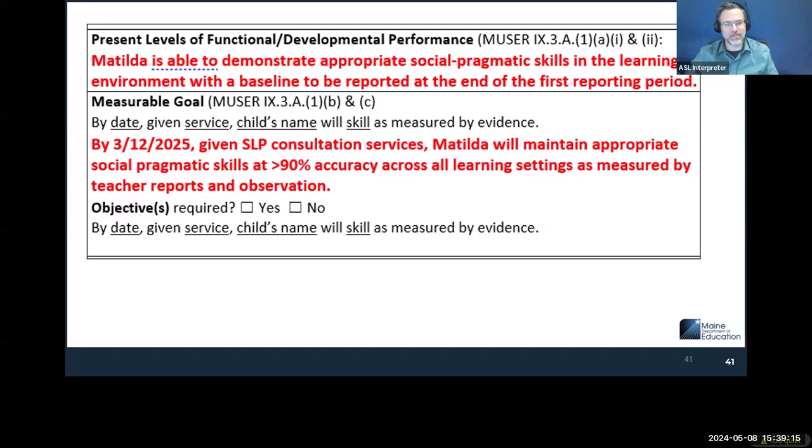It's funny because there's no baseline data here, but then it says maintain appropriate social pragmatic skills at greater than 90%. So, it seems like Matilda is already doing that. But it's hard to tell. And this also could be, I mean, it's consultation services, so it could be something we are generalizing out. And that would make sense with the maintaining, but appropriate social pragmatic skills are a little vague. Well, that's a good point. If there's consultation, then there must be baseline data. Yeah.